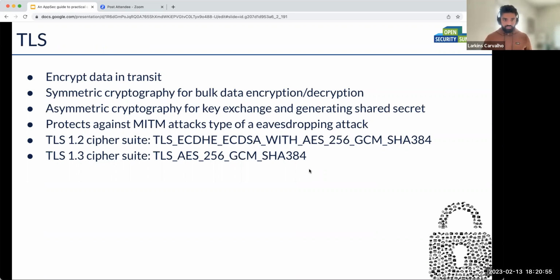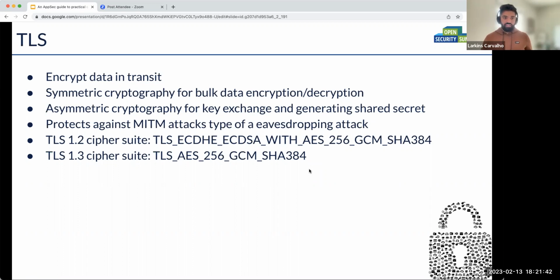It uses symmetric cryptography for bulk data encryption and asymmetric cryptography for key exchange and generating secrets. Let's take a look at two different TLS cipher suites. The first one is TLS 1.2. ECDHE, which is ephemeral elliptic curve Diffie-Hellman, is the key exchange algorithm used in TLS. ECDSA is used for digital signature, which is again elliptic curve digital signature algorithm. AES is the encryption algorithm with 256-bit keys, and GCM is a primitive for the symmetric algorithm. And SHA, a secure hashing function, generates the hash.